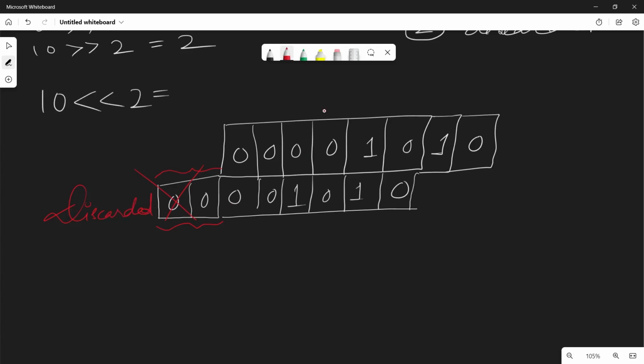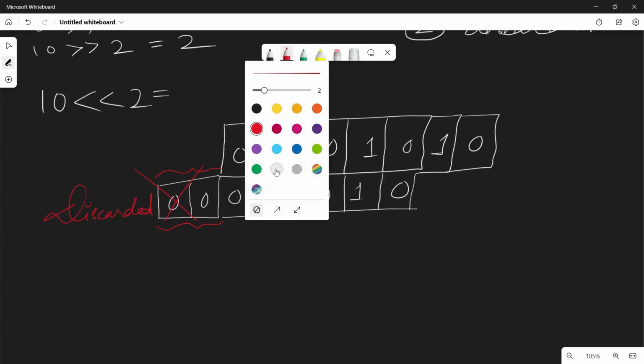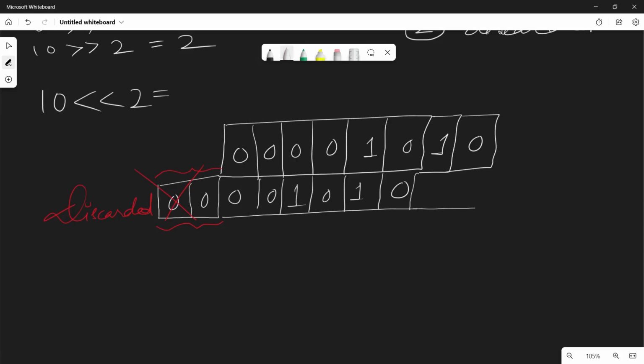So as we have discarded them, what do we do? We go to the right-hand side and we add 2 bits here, 0 and 0. So this will be the final answer, right? So let us try to write it like this.